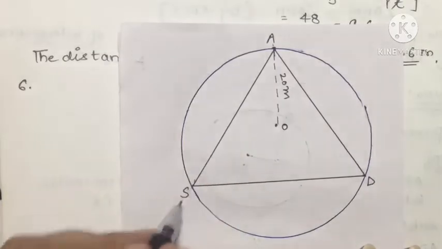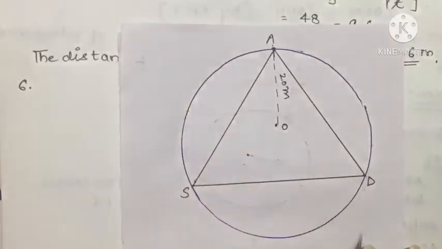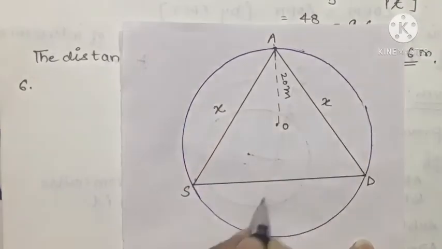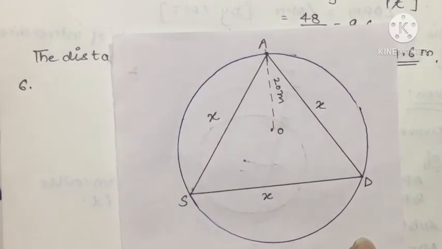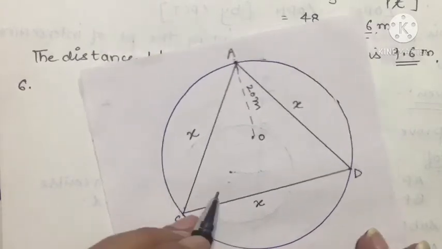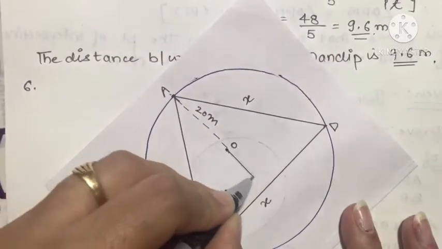I have to find out AS, SD and AD, and the lengths of the 3 telephone strings are equal. That means if I take it as X, this will be X and the same will be X. This is what I have to find in this question, X. Okay, let me make it more dense.